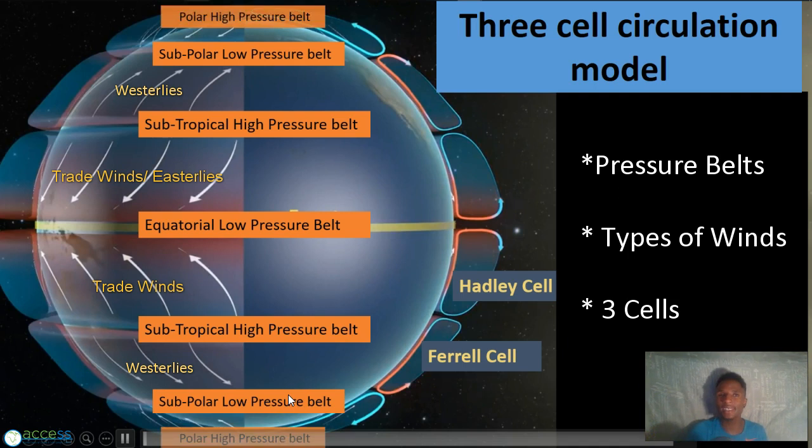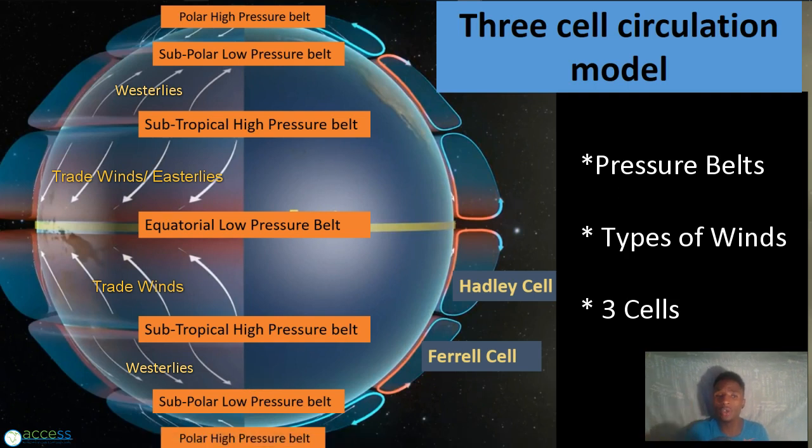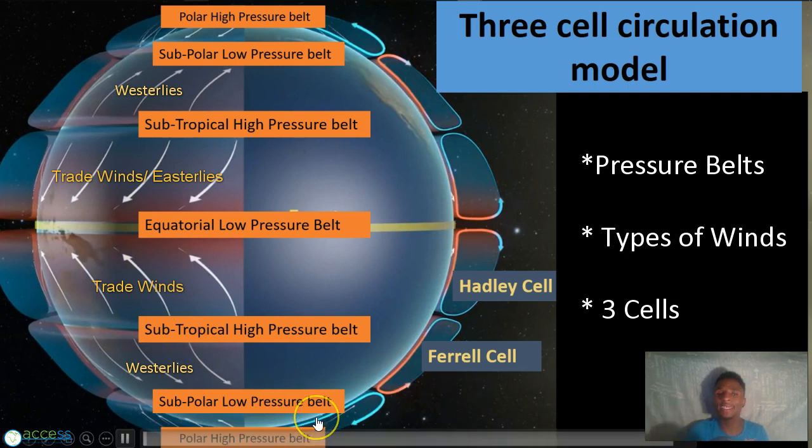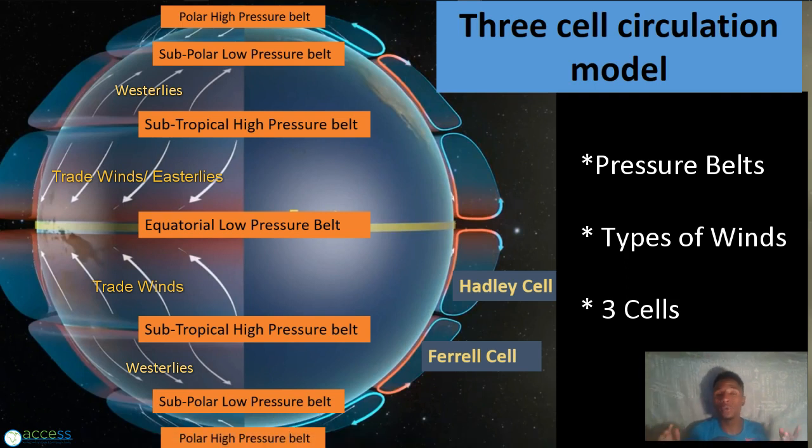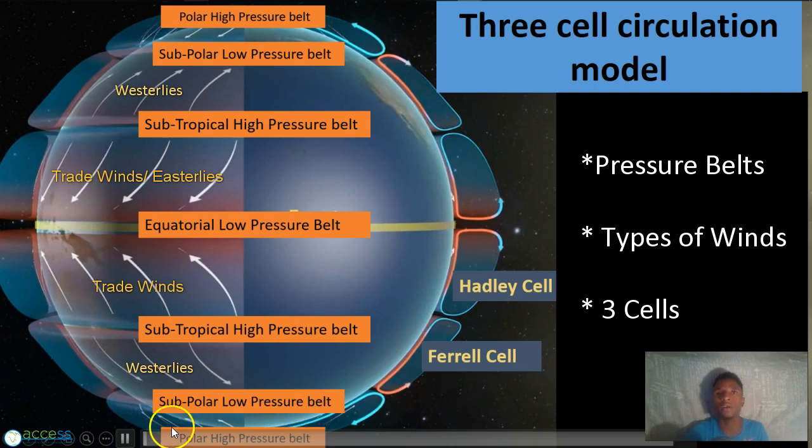So the last pressure belt is the polar high pressure belt. This high pressure belt is caused because now we are having a dense air here on the poles. So this dense air subsides, as we know that the dense air subsides. So when it subsides, it creates a high pressure here around the poles, creating what? A polar high pressure belt. So now the associated convergence cell here is called the polar cell.